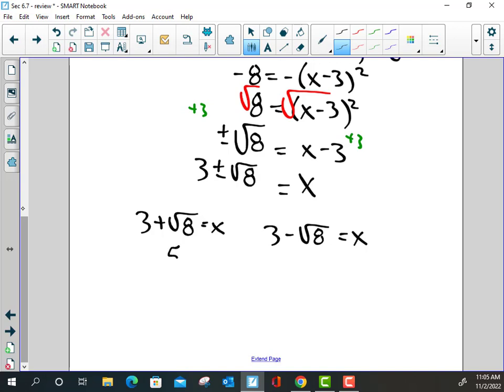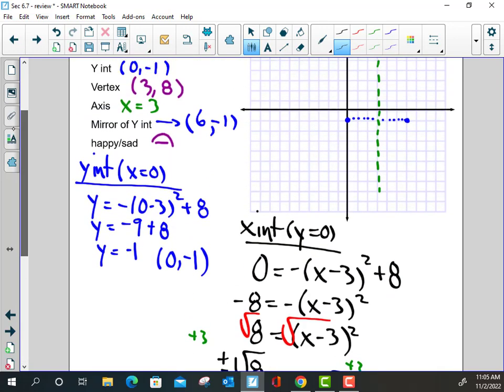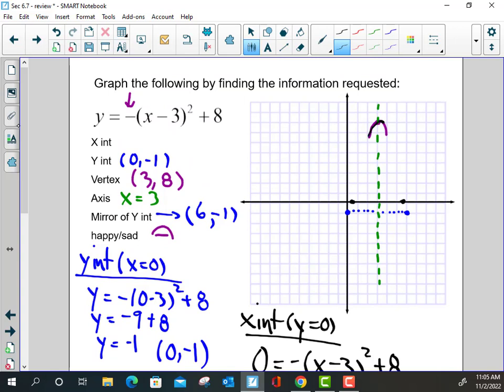And I get 5.8 as one answer, which fits with my graph. 3 minus the square root of 8, and I get 0.17, which is my other answer. So if I write those as coordinates, and then we go back up to our graph to see if they actually fit. So 5.8 is somewhere in here, and 0.17 somewhere in there. And now if we connect the dots, we have our graph. And that's it.